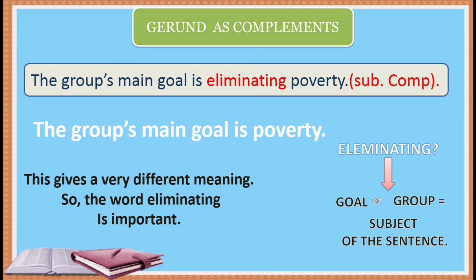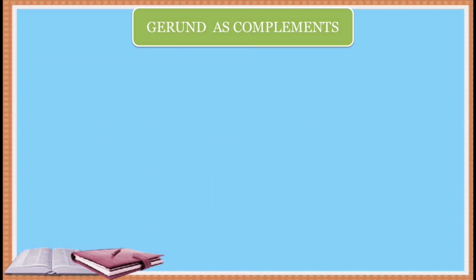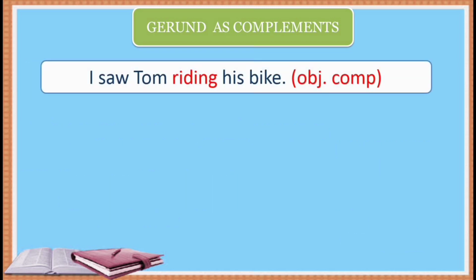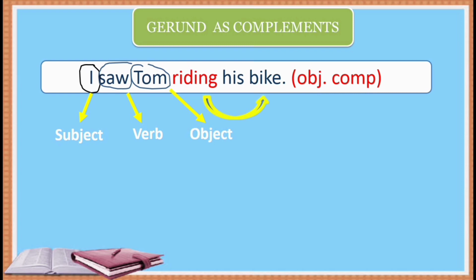Let us look at the second example. I saw Tom riding his bike. In this sentence, I is the subject, saw is the verb, and Tom is the object of the sentence. The word riding refers to the bike that Tom is riding. So riding is used as the object complement in this sentence.